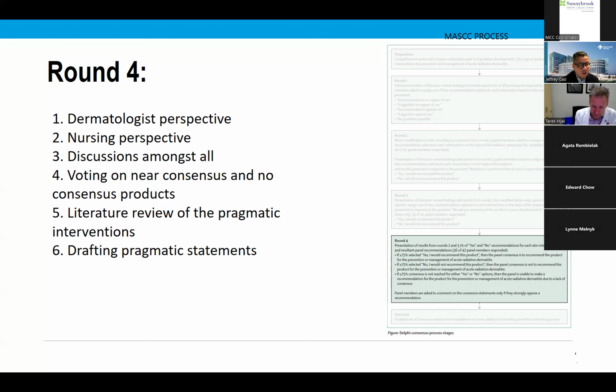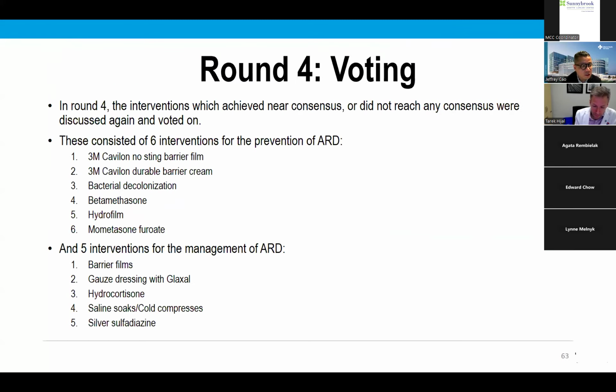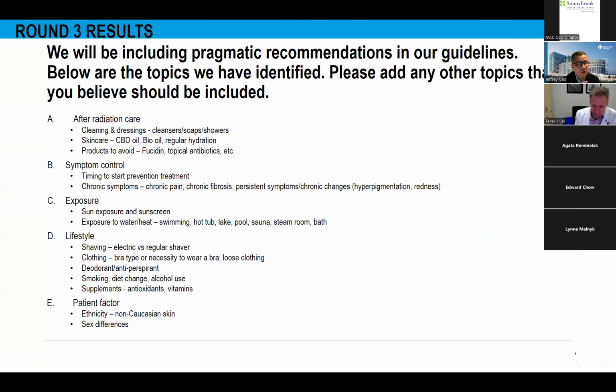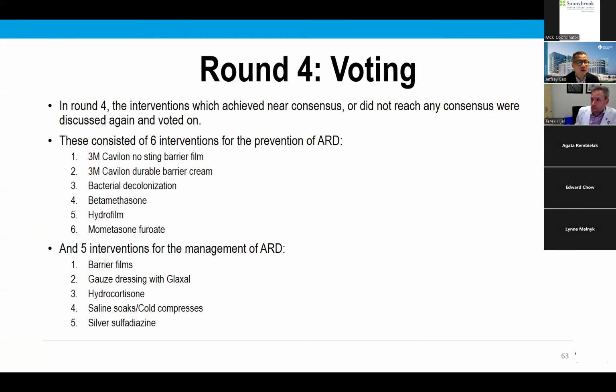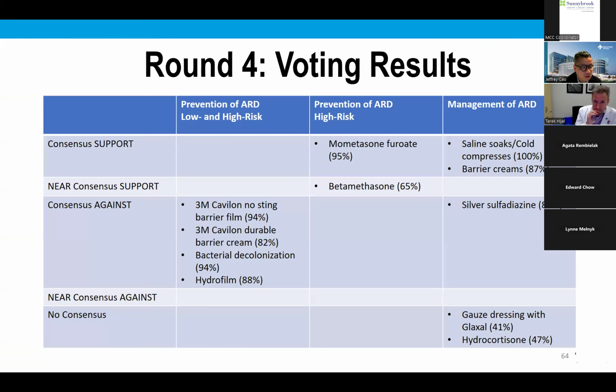Further discussion by all, including a review and real-time draft of the pragmatic guidelines. And so we divided the pragmatic guidelines into categories of after radiation care, symptom control, exposure, lifestyle, and patient factors, including ethnicity with non-Caucasian skin reflecting DEI and sex differences, even considering male breast cancer. These were the interventions that achieved near consensus or did not achieve consensus. And so we voted on these again. And these were the results.